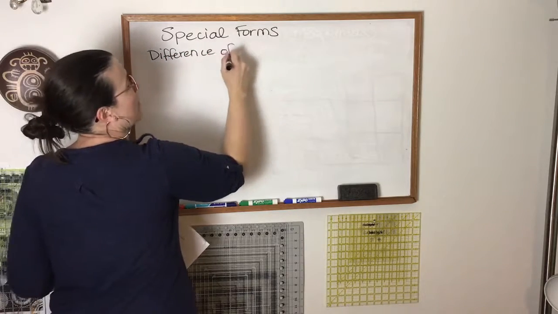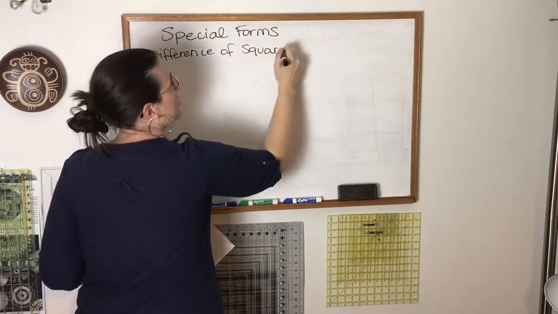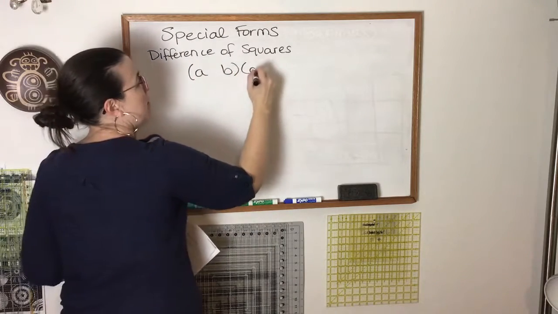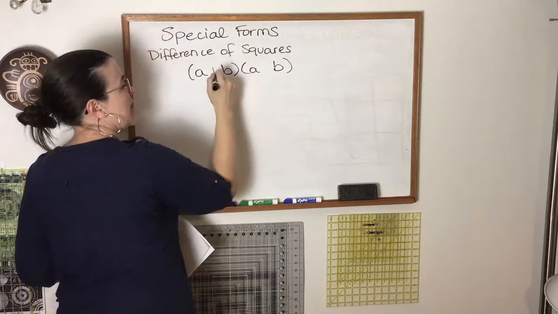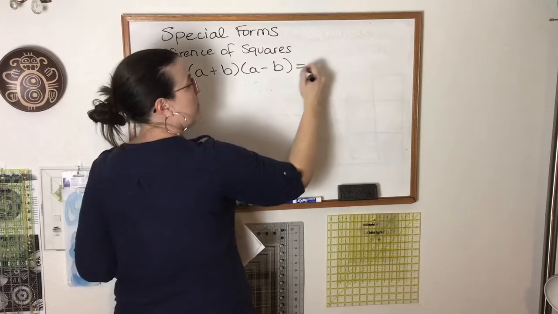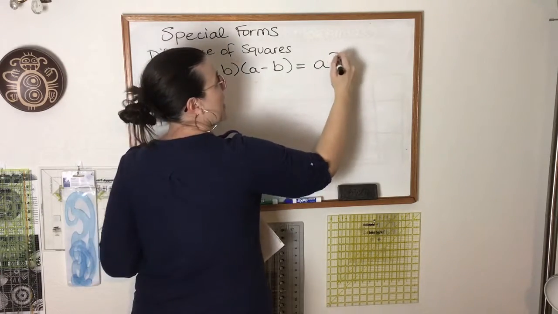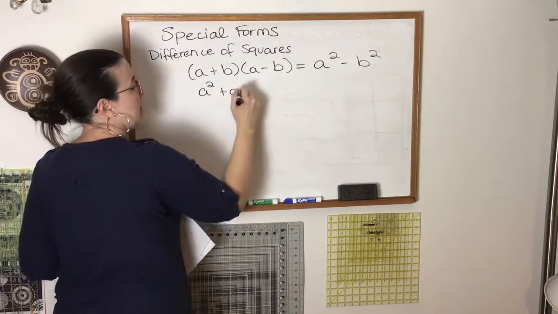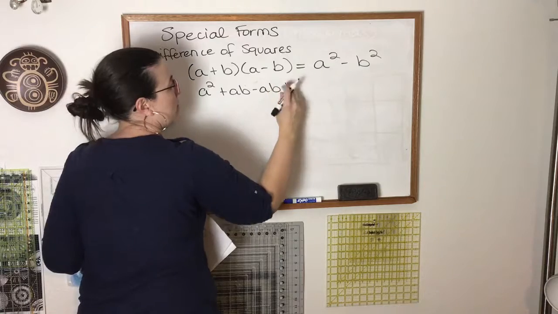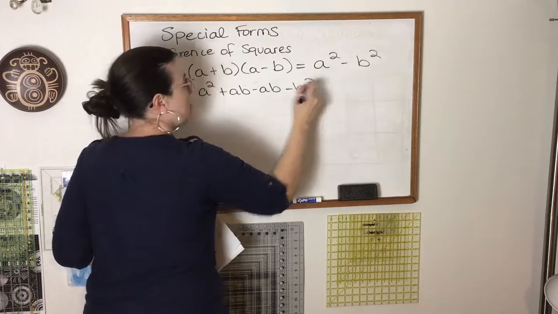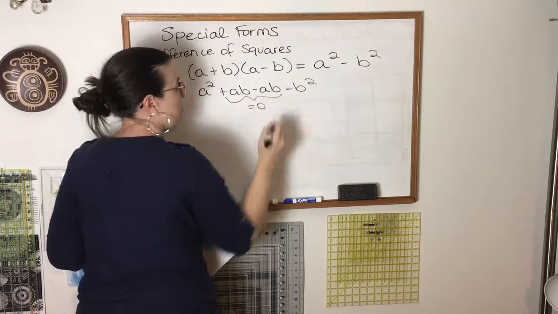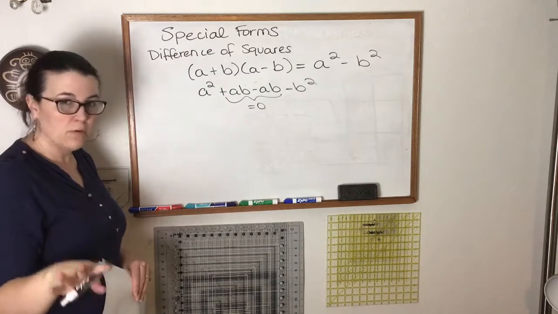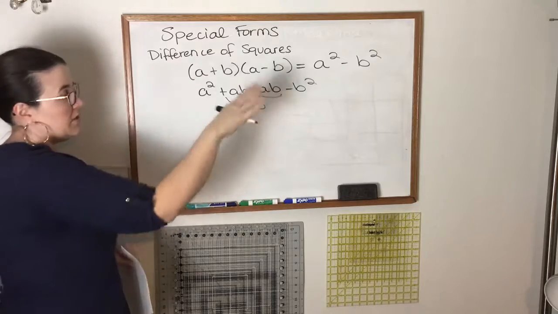This, to me, is the only one that's really important to remember, but I'm going to show you all 3 of them. Difference of squares is when you multiply 2 pieces that look the same, but one is positive and one is negative. And what happens is you end up getting a squared minus b squared, because you get a squared plus ab minus ab minus b squared, and the middle terms equal 0. Okay? And we'll do actual problems, so not just this AB stuff.